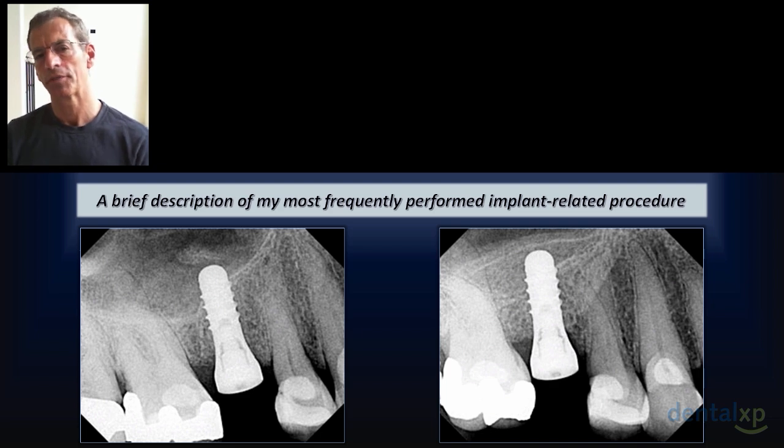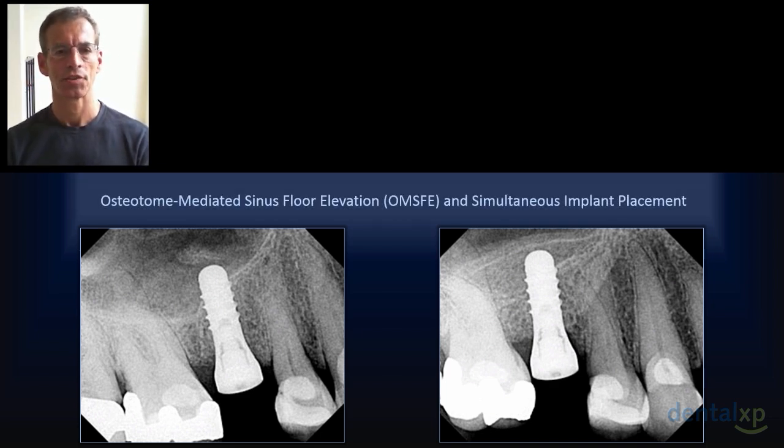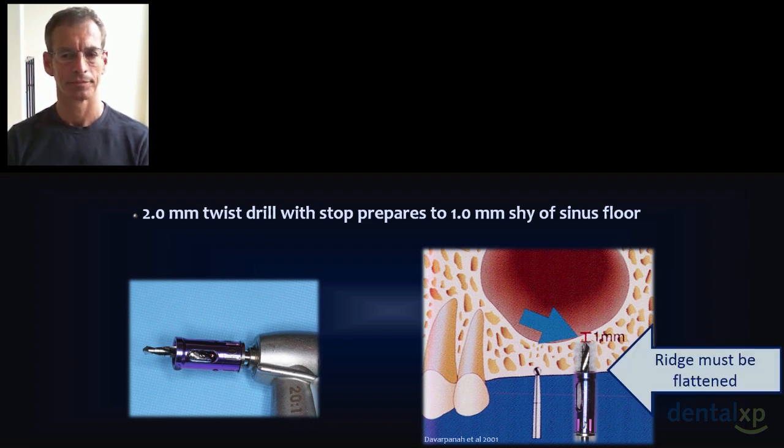Let me now give you a brief description of my most frequently performed implant-related procedure, osteotome-mediated sinus floor elevation and simultaneous placement. I will utilize a 2 millimeter twist drill with stop to prepare 1 millimeter shy of the sinus floor. If you are using drills with stops, you must flatten your ridge.